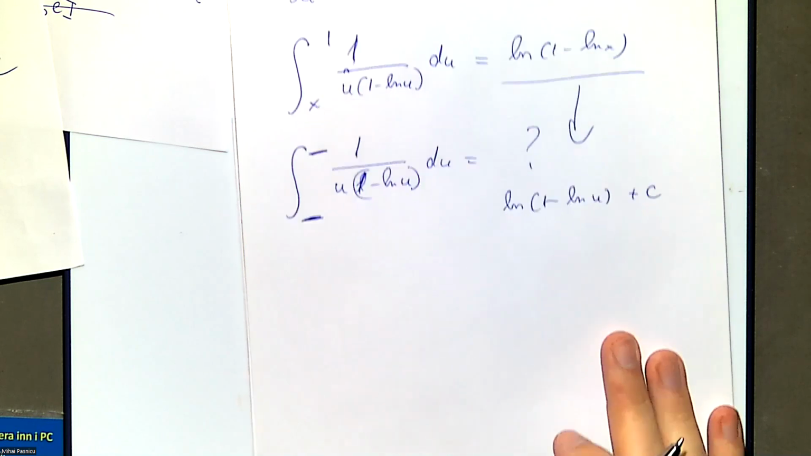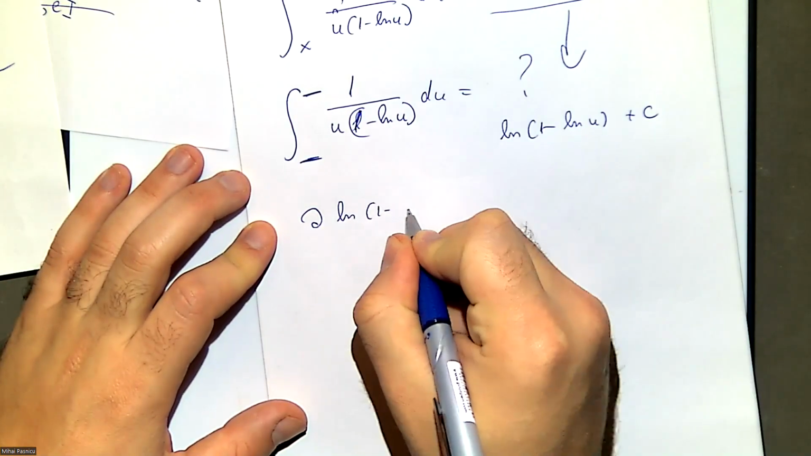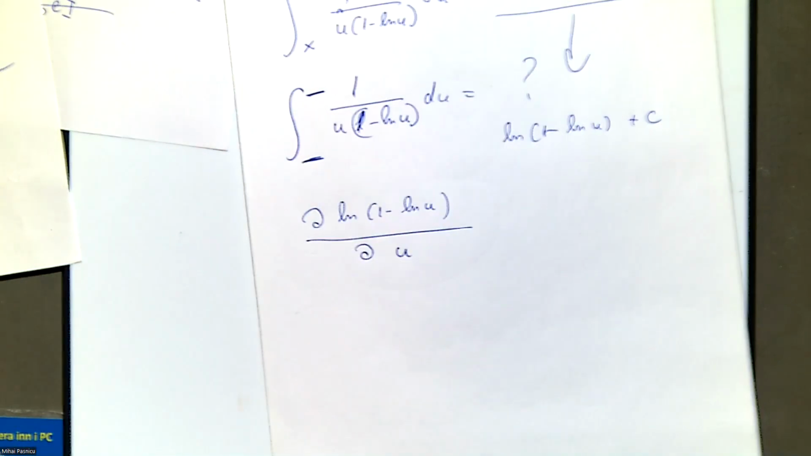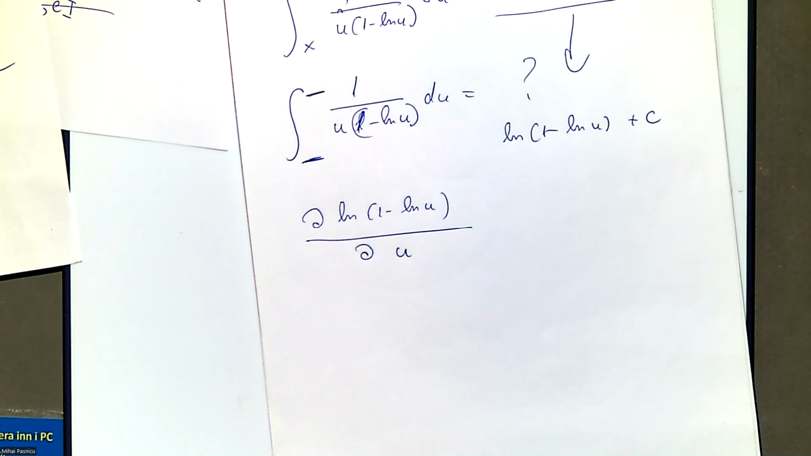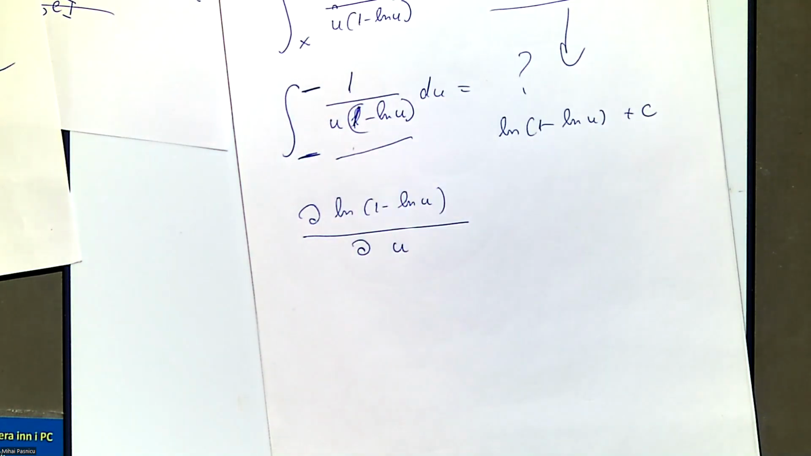So I'm just going to take the derivative of ln of 1 minus ln of u, derivative with respect to u, and see what this is equal to. If I'm correct, then it should be equal to this thing. If I'm wrong, then it's kind of messed up. But if I'm correct, then I'm done.